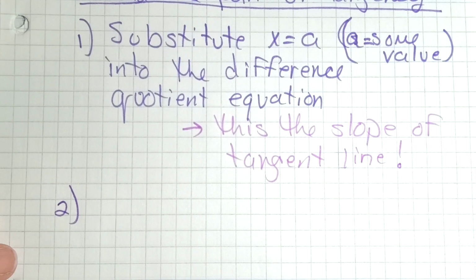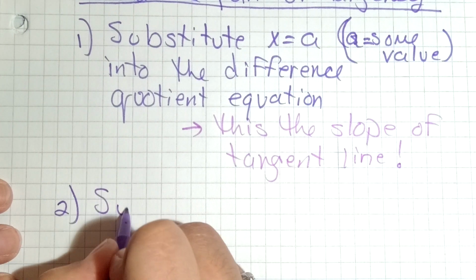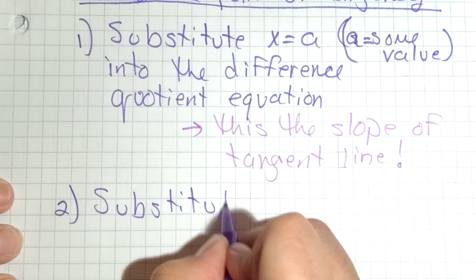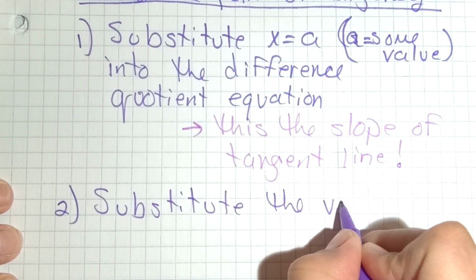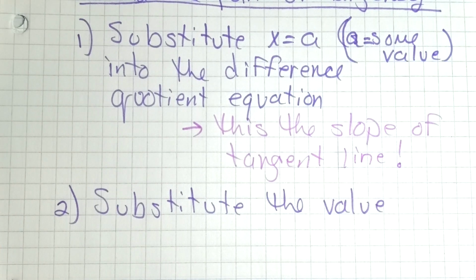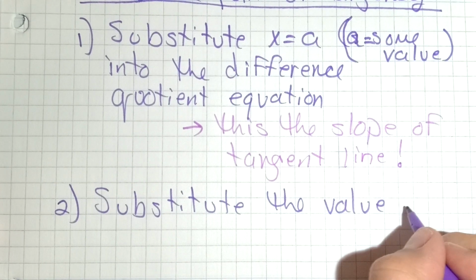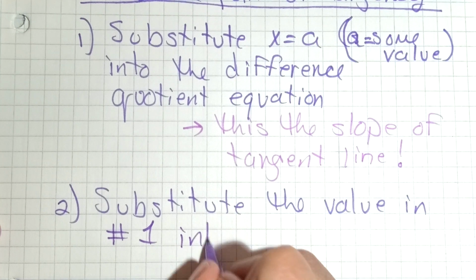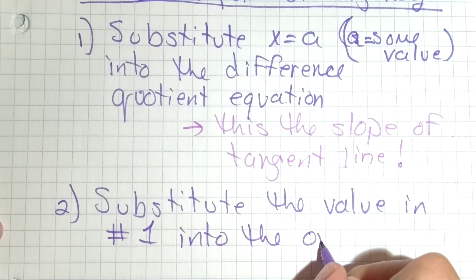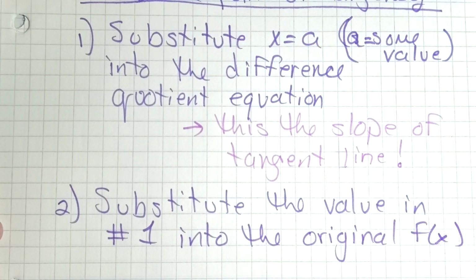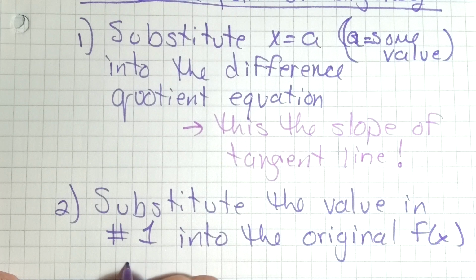The second thing you're going to do is substitute the value you found in number 1 into the original equation. And then this gives you the y value.